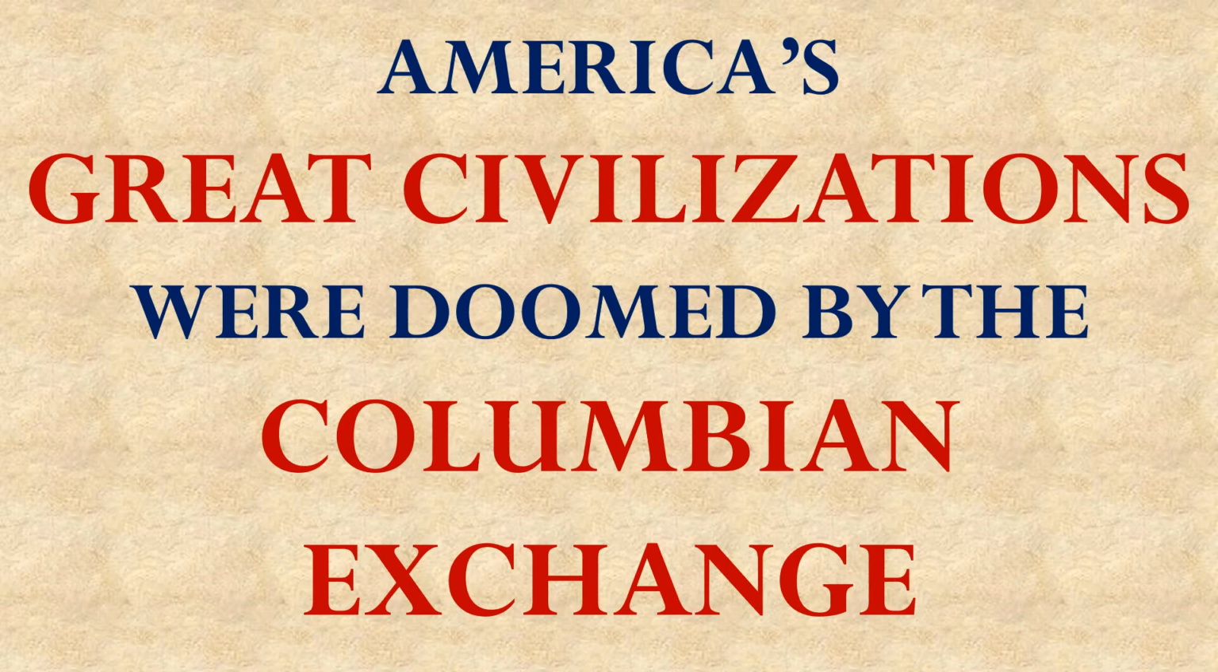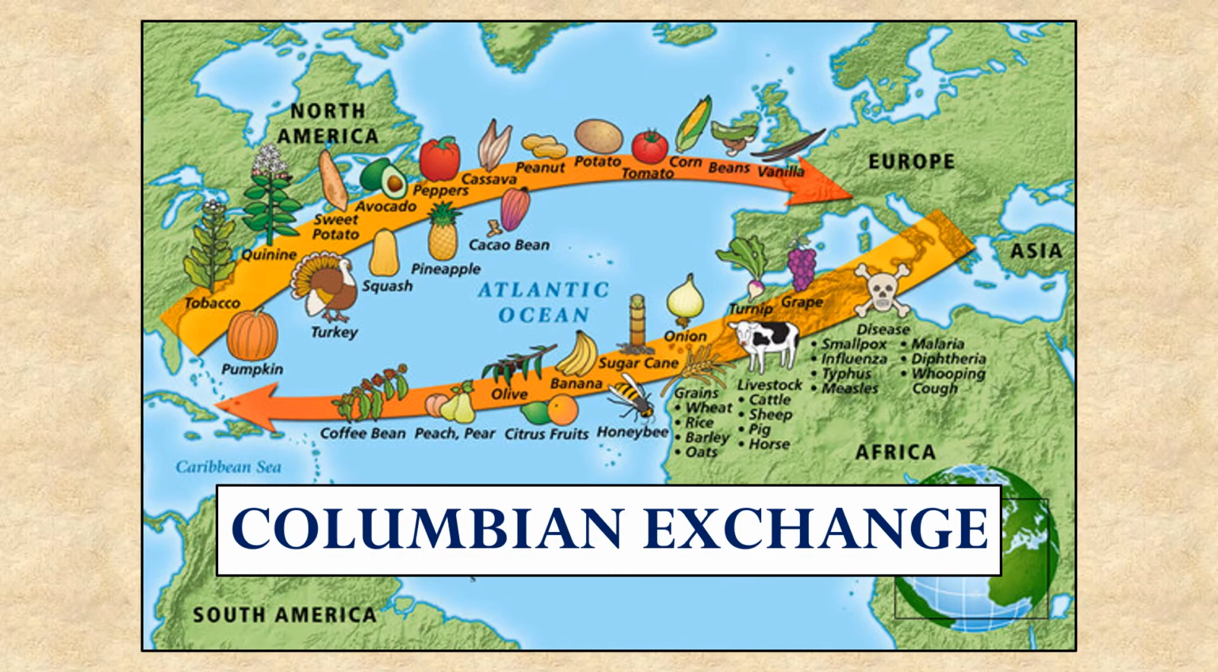You see, these great civilizations of the Americas were doomed by what we call the Columbian Exchange. The Columbian Exchange refers to the sudden exchange of goods between the Old World and the New World. Okay, so what do I mean by this? I mean that there were things that people had in the Old World that they didn't have in the New World that they brought over to the New World.